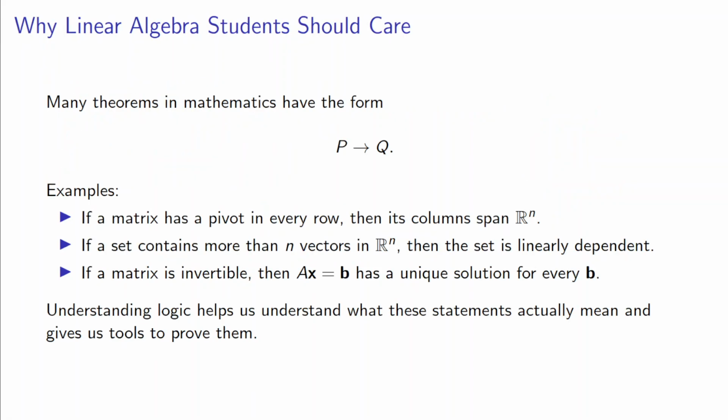So why should linear algebra students care about logic and these different forms and some of the things we're going to see in this video? Many theorems in mathematics, including in linear algebra, have the form if P then Q. Some examples you might see in a linear algebra class: if a matrix has a pivot in every row, then its columns span Rn. If a set contains more than n vectors in Rn, then the set is linearly dependent. If a matrix is invertible, then Ax equals B has a unique solution for every B. Understanding logic will help us understand what these statements actually mean and gives us the tools to prove them, which is ultimately going to be our goal.